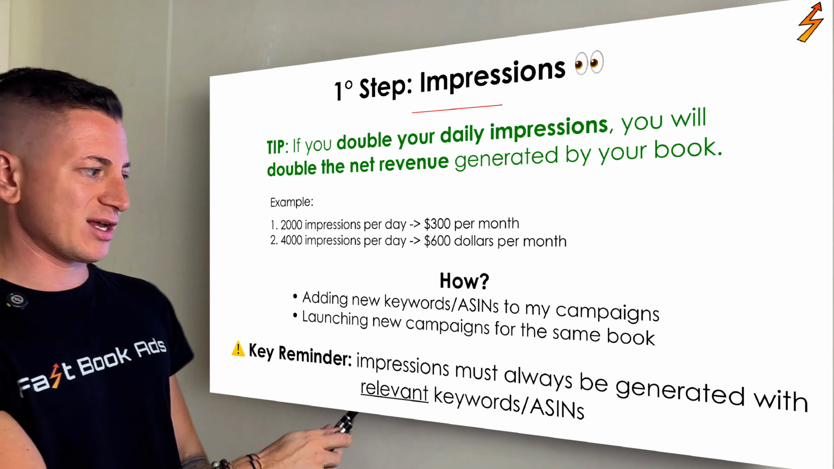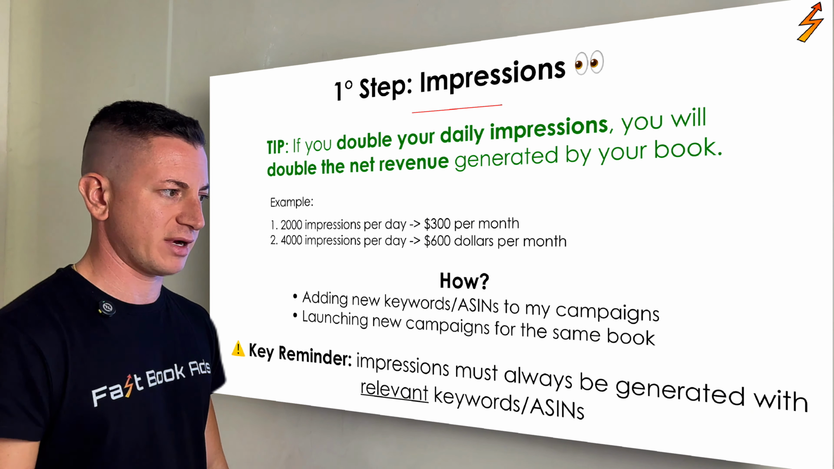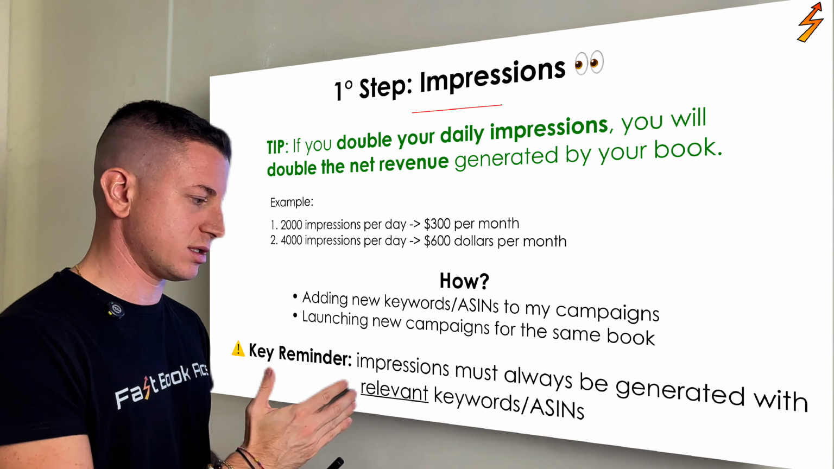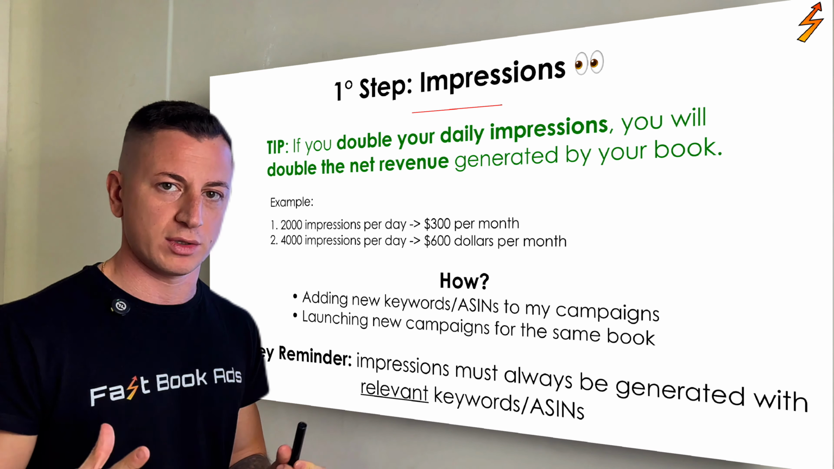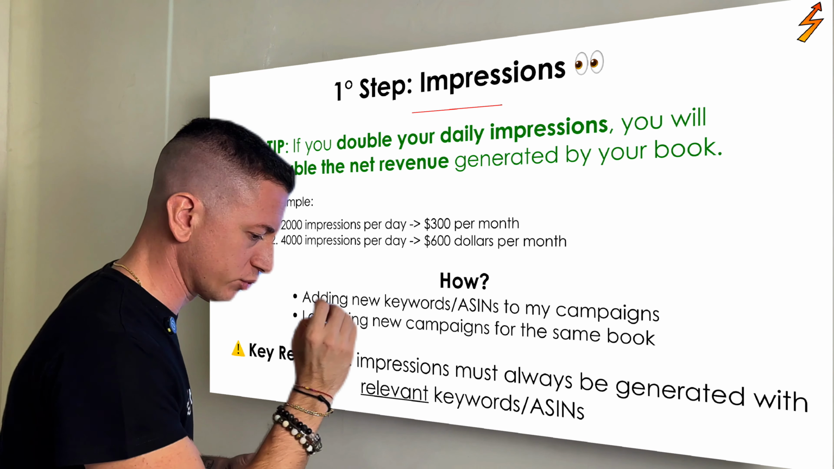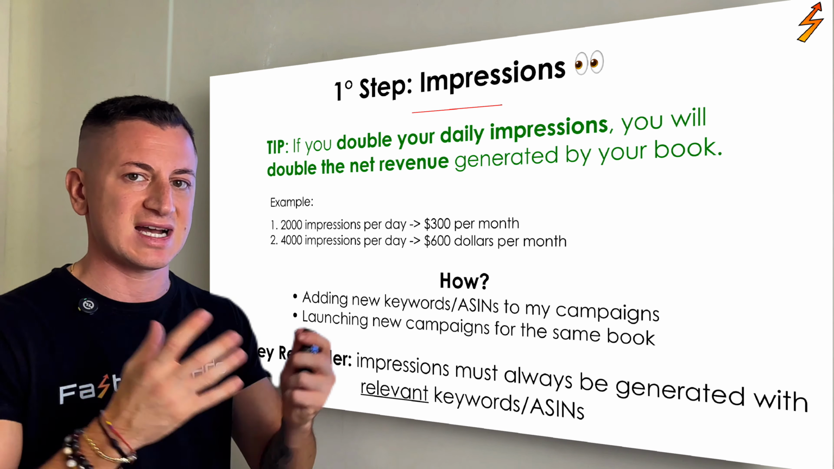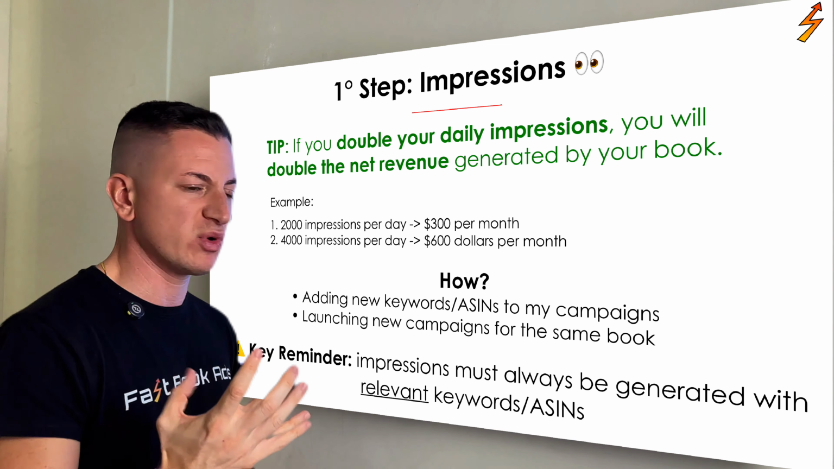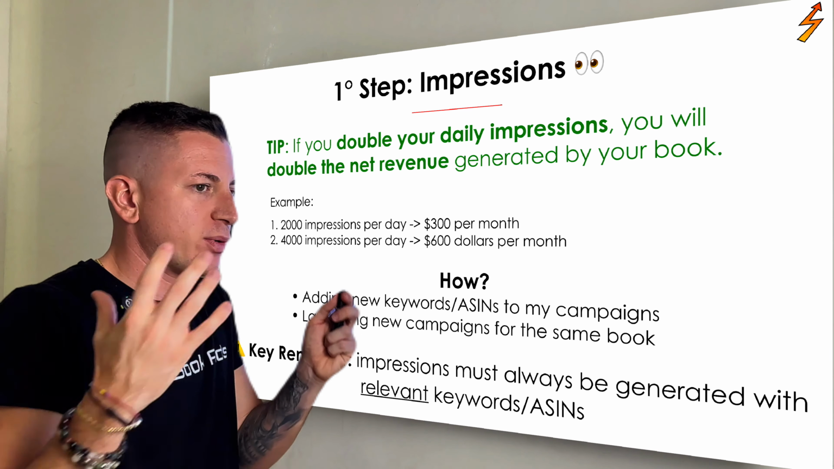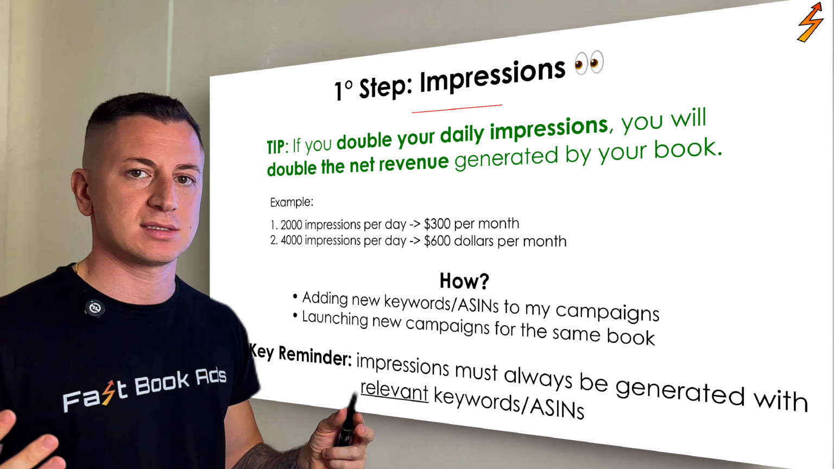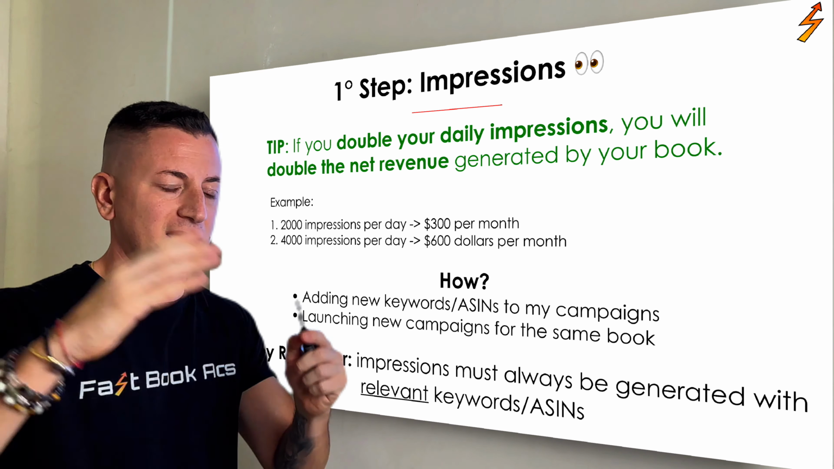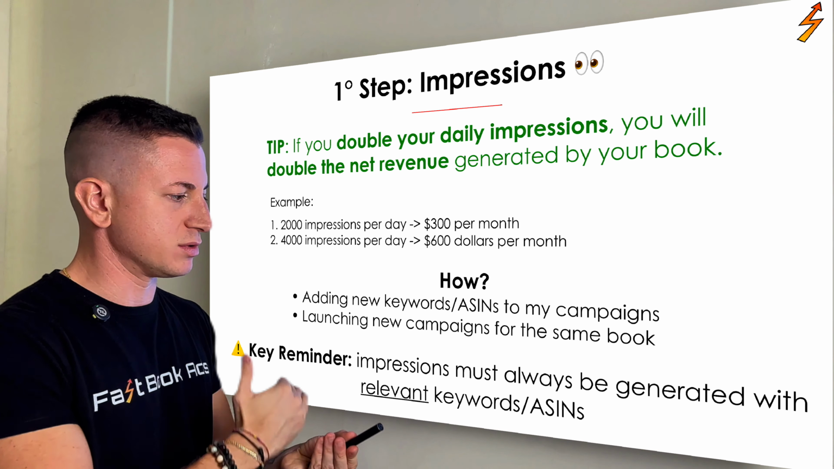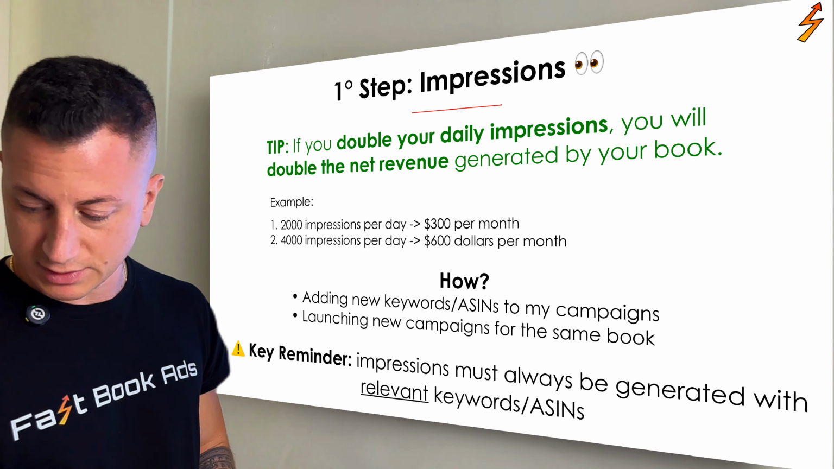And reminder, impressions must always be generated with relevant keywords and ASINs, because we can't insert very general keywords. For example, we can put inside our campaigns the keyword diet if our book is titled Vegan Diet Cookbook, because with diet, we can target a lot of people looking for a lot of types of diets. For example, the carnivore one, the keto one, and so on. We need to be very specific. We need to insert only relevant keywords.